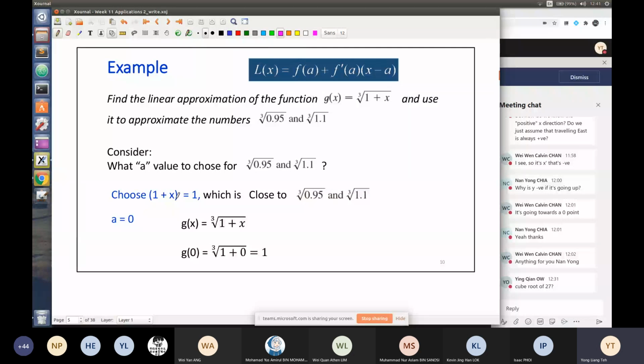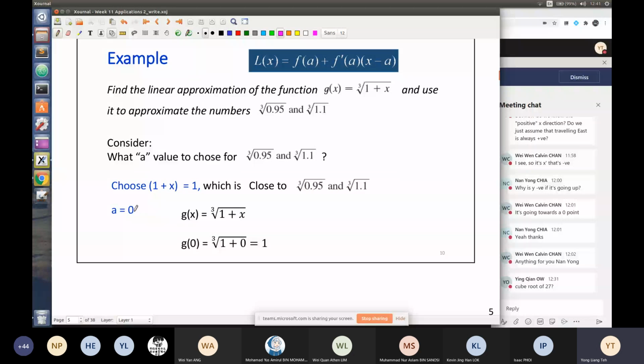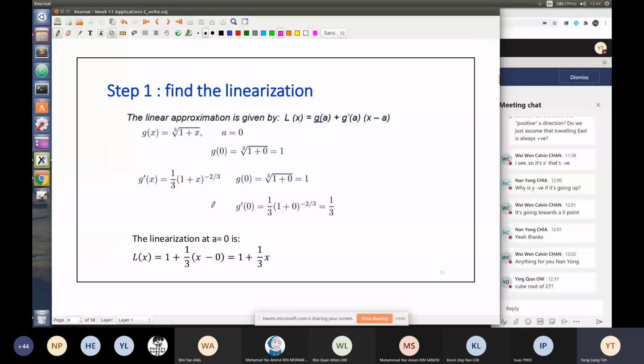Because it's 1 plus x, you want it to be 1, since you can calculate the cube root of 1 easily. So you choose x, which is your a, to be 0. Therefore g of 0 is just 1. Simple. Once you have your a, which is 0 already, everything else you just plug into the formula. Your linearized formula is given by 1 plus 1/3 x.